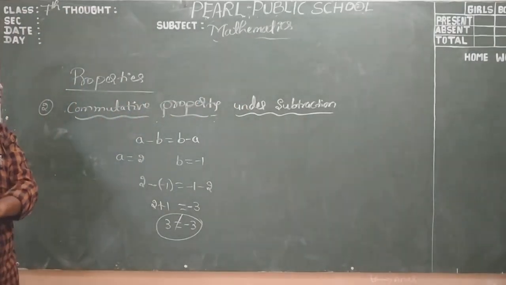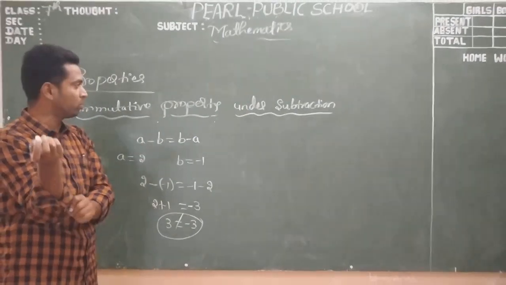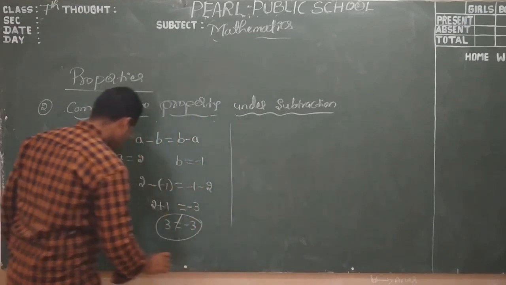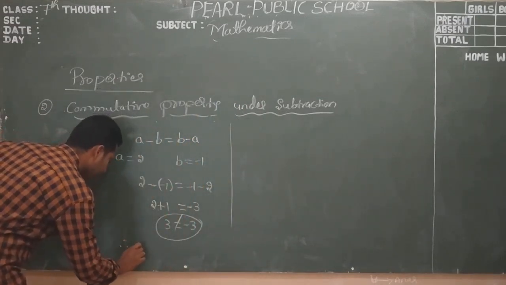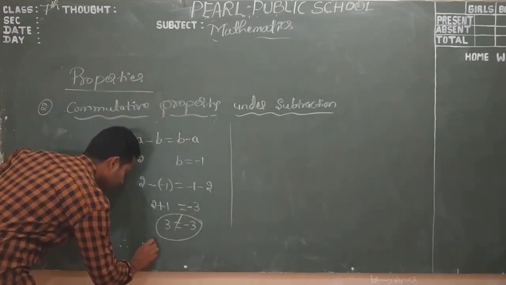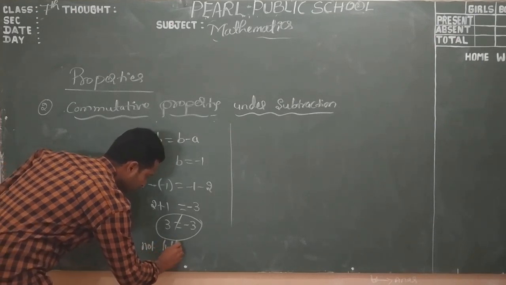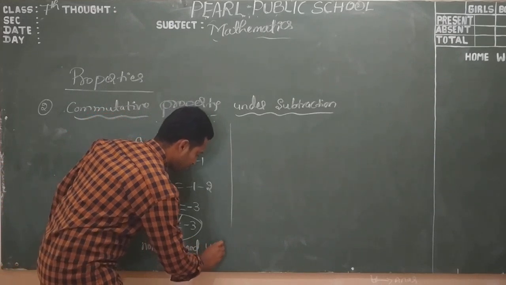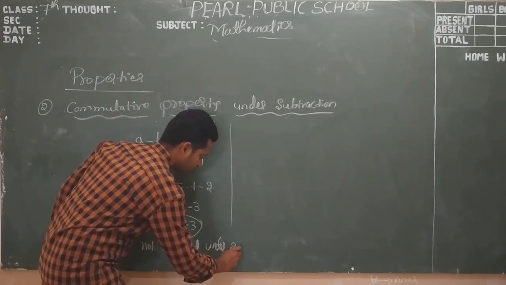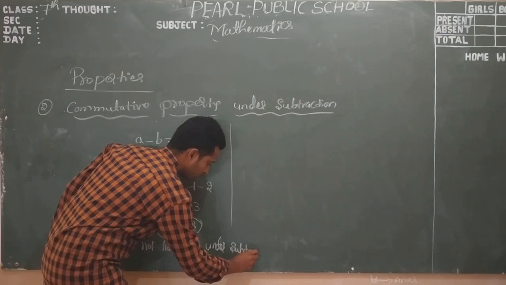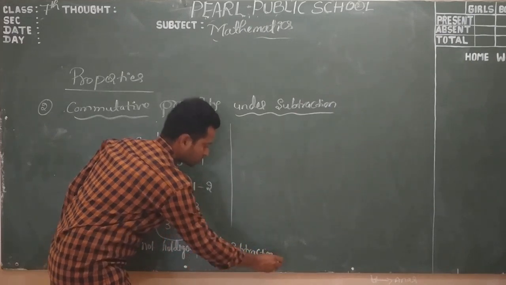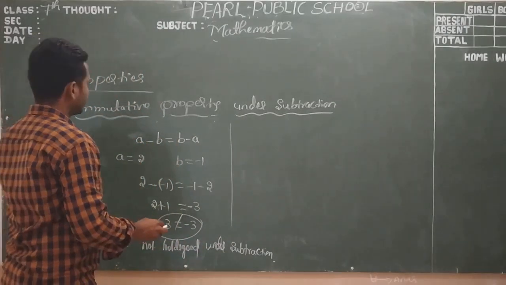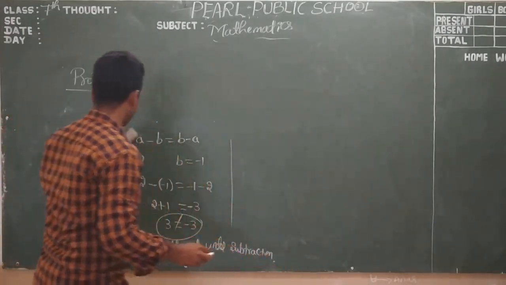So the commutative property does not hold good under subtraction. You write at last: the commutative property does not hold good under the subtraction. Okay, so now the third property is the associative property.